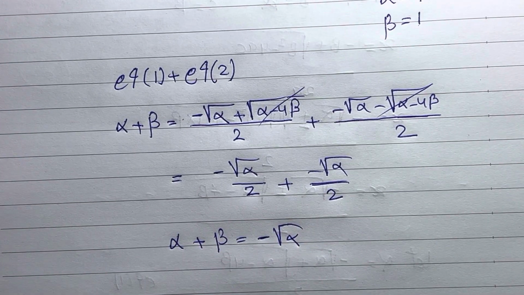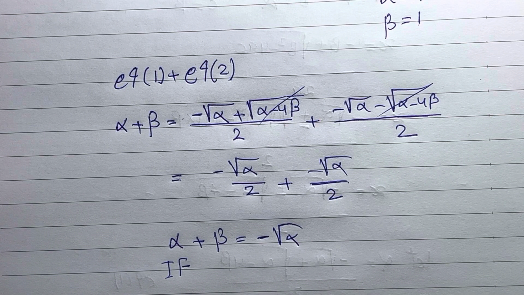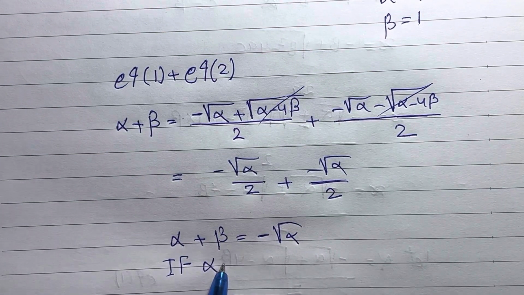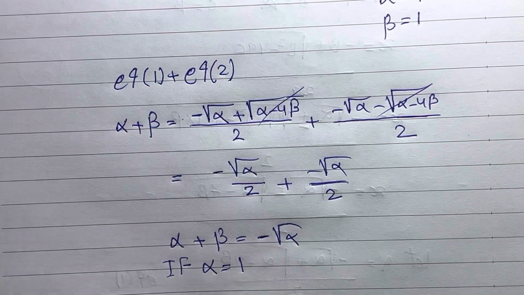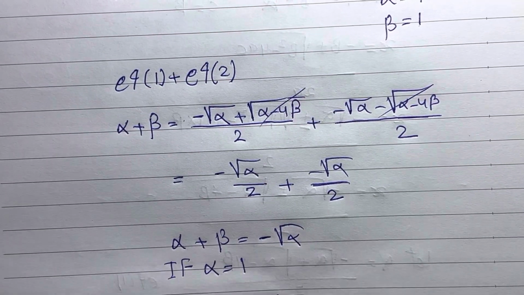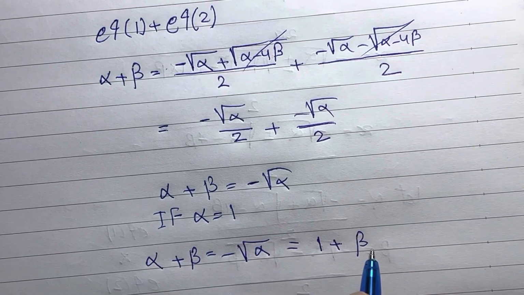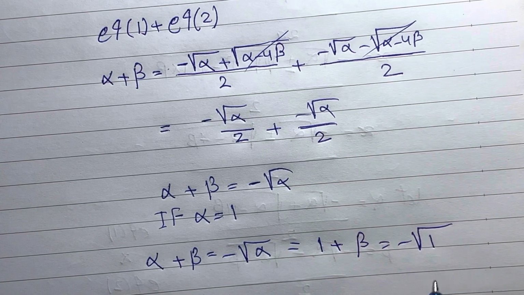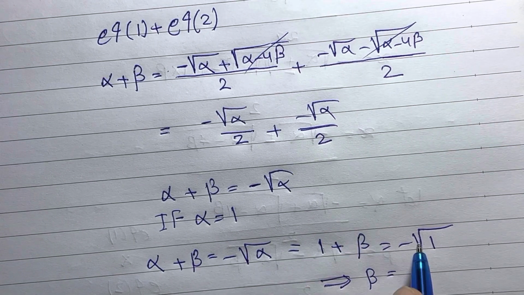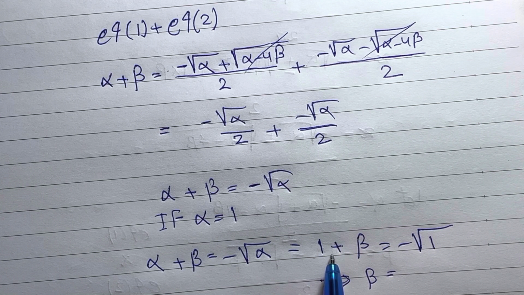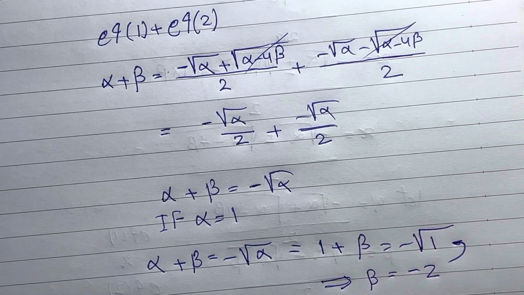Okay, that's good. For example, we already got alpha equals 1 from here. If alpha equals 1, then alpha plus beta equals minus square root alpha, we are going to substitute alpha equals 1: 1 plus beta equals minus square root of 1. If we solve this one, beta equals what? You bring this one here, so beta equals minus 2. Okay, from this we already get beta equals minus 2.